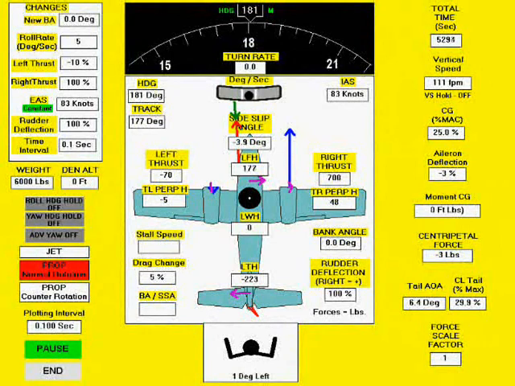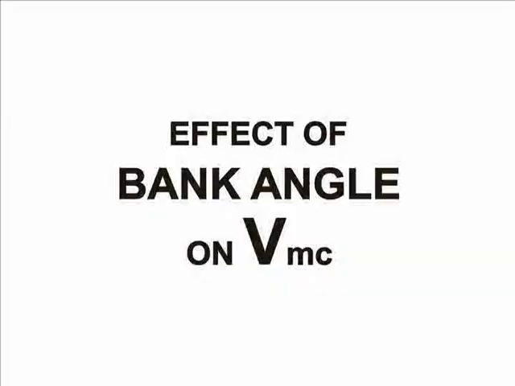We are now looking at a VMC of 83 knots with the wings level, and other conditions as shown, such as density, altitude, CG location, and weight. Bank angle has considerably more effect on VMC than any other variable. It can reduce VMC significantly, but it can also have some serious side effects.